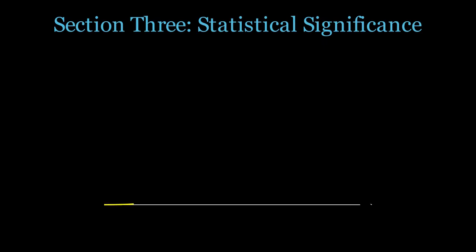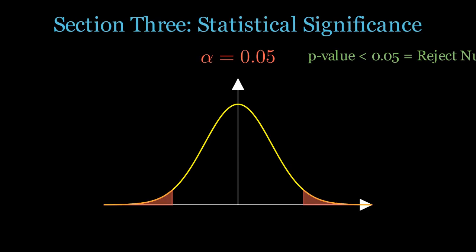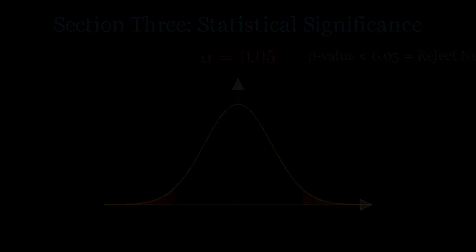Section 3. Defining statistical significance. We traditionally use a threshold, alpha, often set at 0.05. If our p-value is below this, we reject the null. But alpha is a measure of probability, not a measure of impact. It tells us the certainty of an effect's existence, but it says absolutely nothing about the magnitude or the utility of that effect.